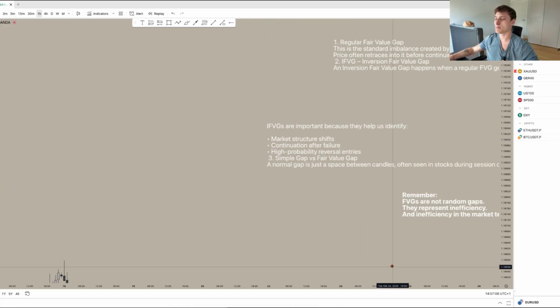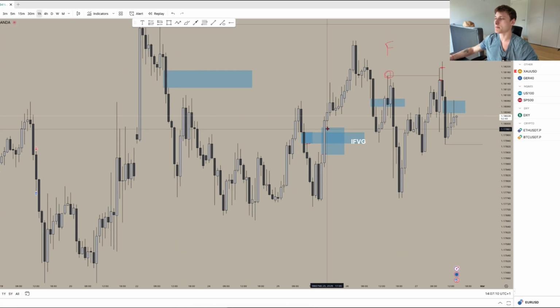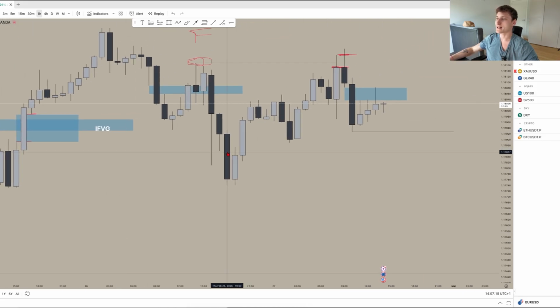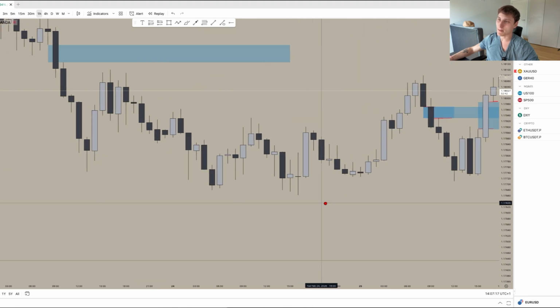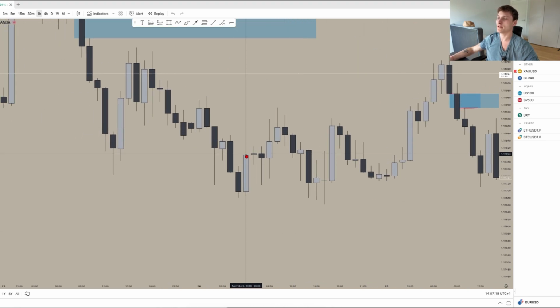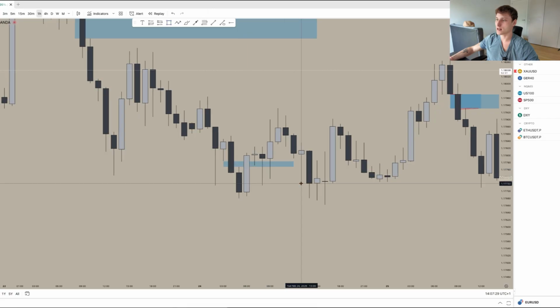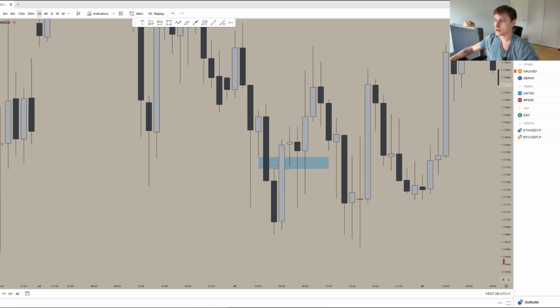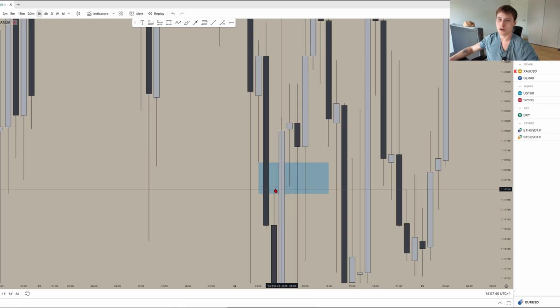It could be done by a few imbalances. It could be done by one candle like here. Also, it could be done by some candles breaking through a fair value gap. So for example, this would be an inversion fair value gap as long as the price is under this level. As you can see, the price stands under this level. So this small gap here is going to be called an inversion fair value gap.